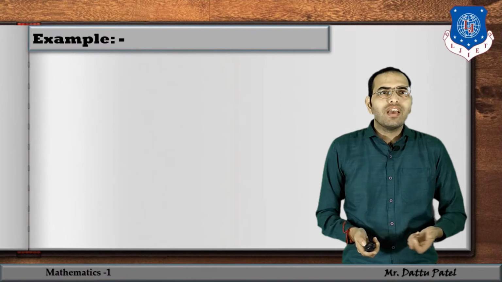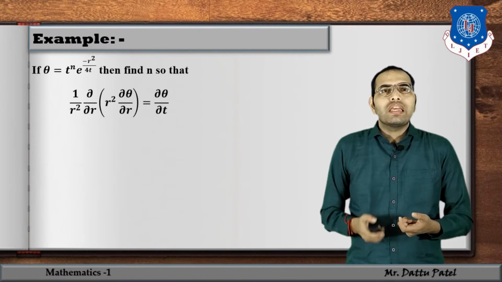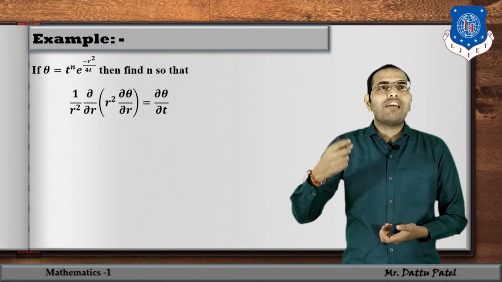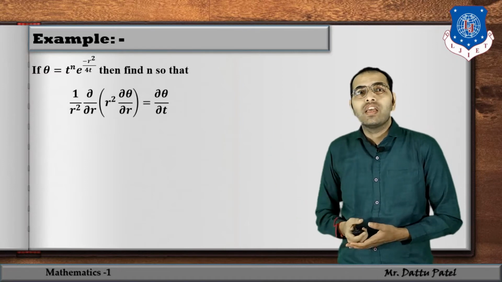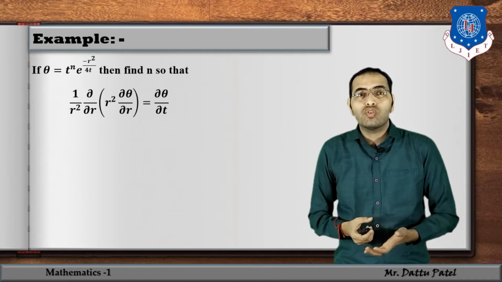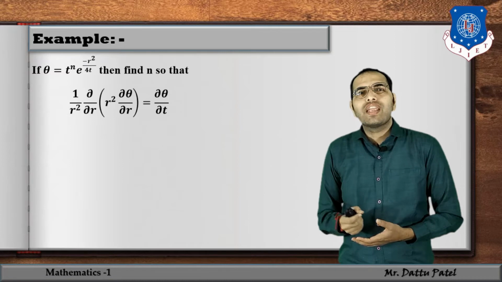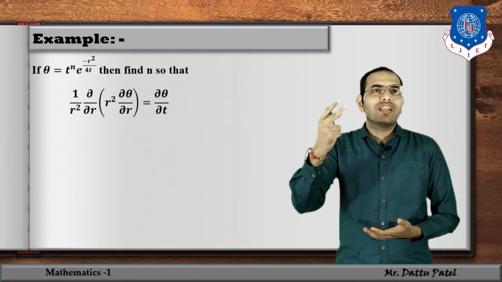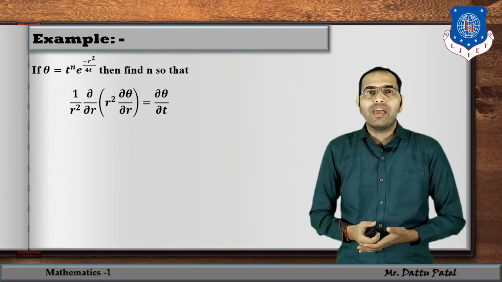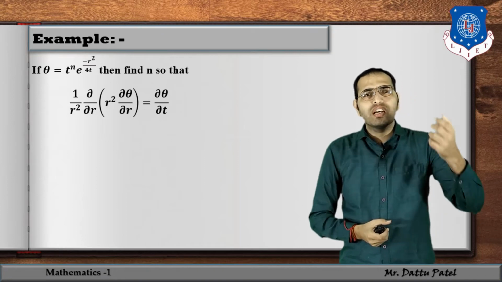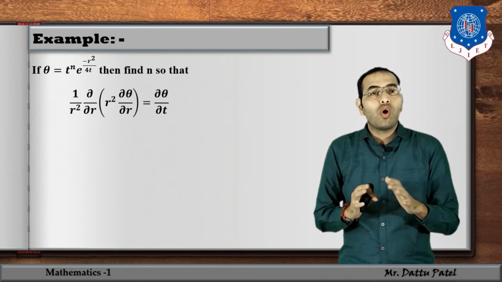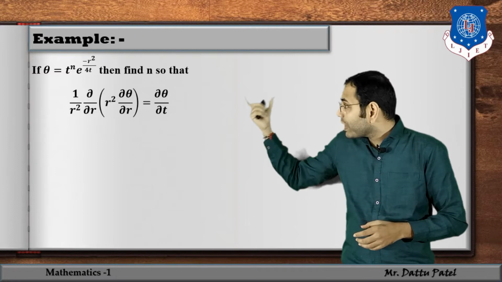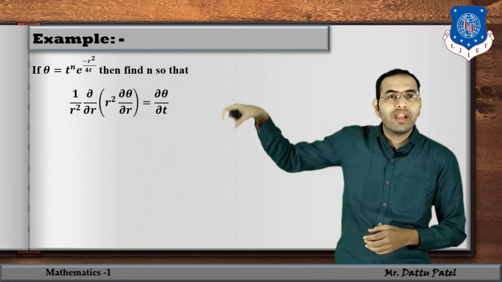If theta equals t raised to n times e raised to minus r square by 4t, then find the value of n so that 1 upon r square del by del r of (r square del theta by del r) equals del theta by del t. Here the LHS and RHS condition is already proved, and with the help of that condition we have to find the value of n.